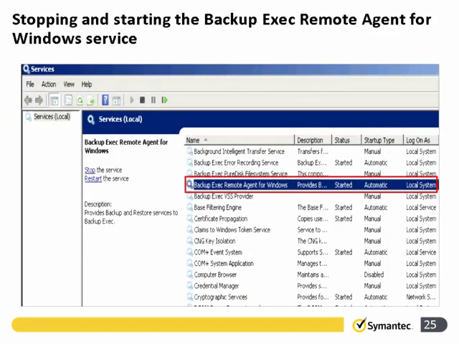The agent is simply a service that runs on the machine that's being backed up. So if we take a look at services, what you will see is the Backup Exec remote agent for Windows. This service should be started and it should be set to automatic.